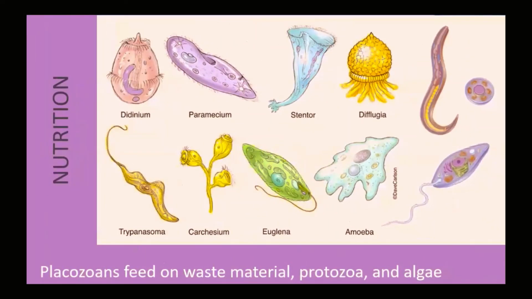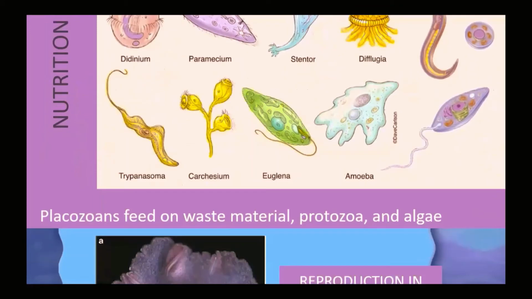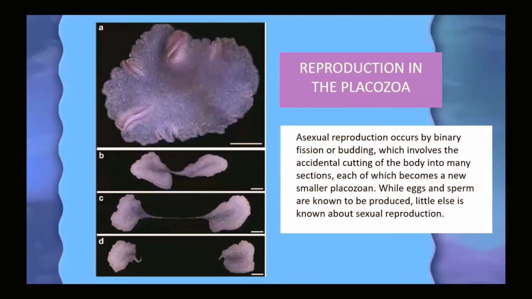Placozoa feed on waste material, protozoa, and algae. Placozoans glide over their food, secrete digestive enzymes on it, and then absorb the products. In the lab, they feed on organic matter and small algae. The life cycle of Placozoans is not completely known. In reproduction, they divide asexually and produce swarmer stages by budding. Although sexual reproduction has not been observed, eggs occur in laboratory animals.